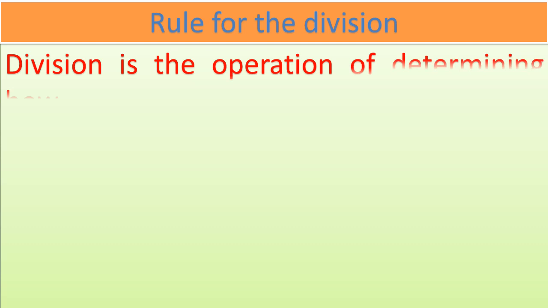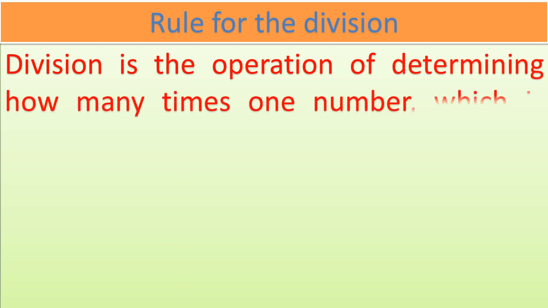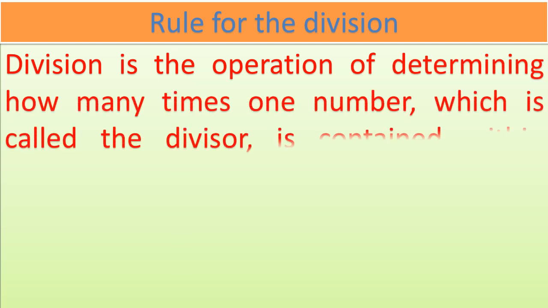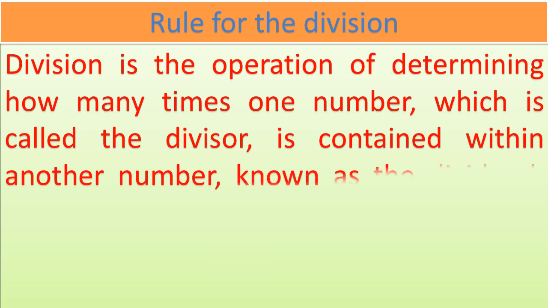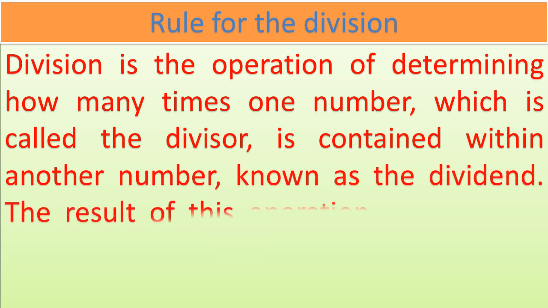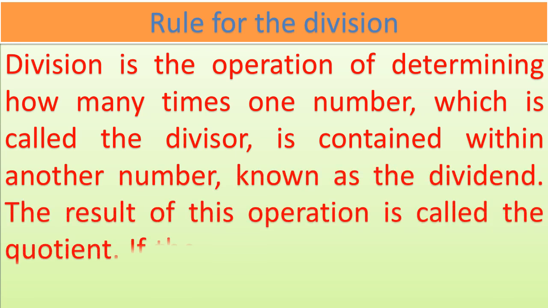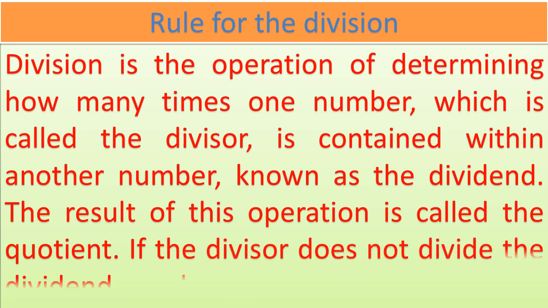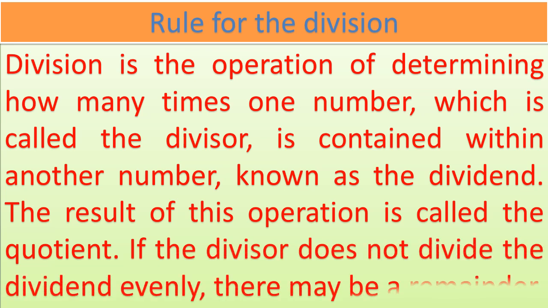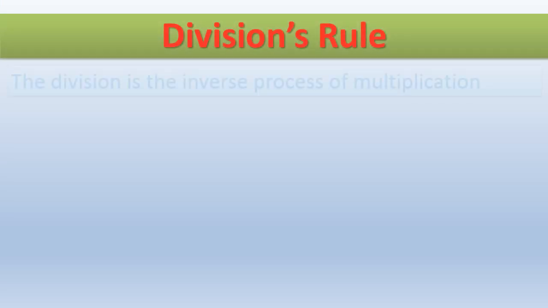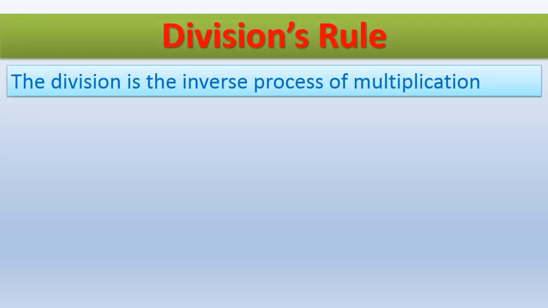The division rule describes that division is the operation of determining how many times one number, which is called the divisor, is contained within another number known as the dividend. The result of this operation is called the quotient. If the divisor does not divide the dividend evenly, there may be a remainder. Division is also the inverse process of multiplication.